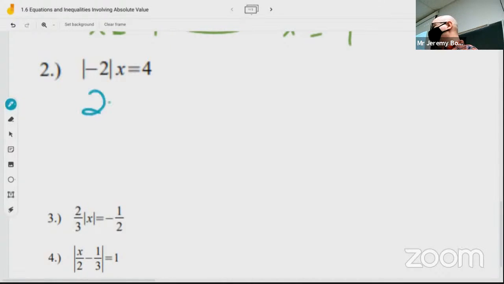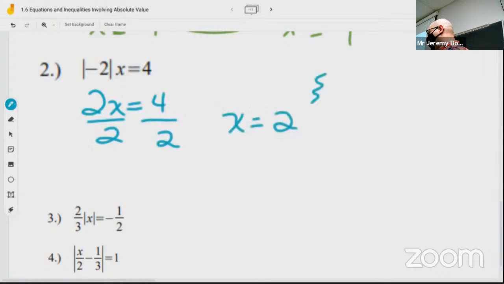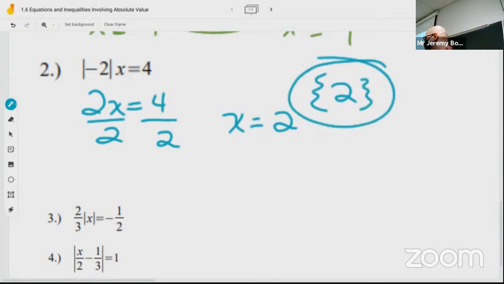What is it going to be? 2. So if a variable is not in the absolute value, just evaluate the absolute value. Take the absolute value, whatever is inside it. And so we just end up with the basic equation of 2x is equal to 4. And divide by 2. So x will equal 2. So those are kind of a trick problem there. Any questions on that one?